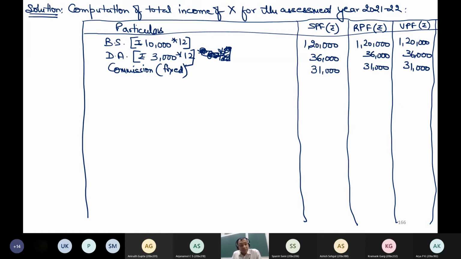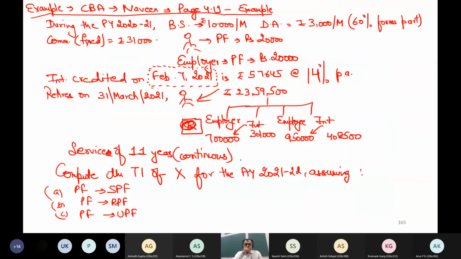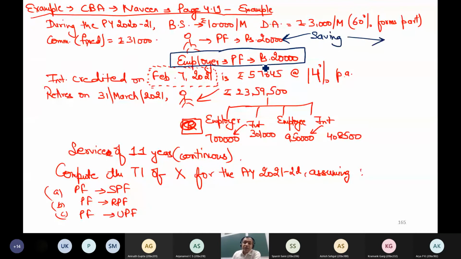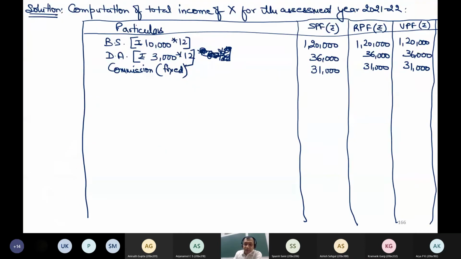Now I should discuss Provident Fund, because it was mentioned that the employee contributes 20,000 in Provident Fund, and the employer also contributes 20,000. As far as the employee is concerned, that is my saving, not an income, so I will see that later on. But whatever the employer contributes is an income. So now I should do the tax treatment of employer's contribution.